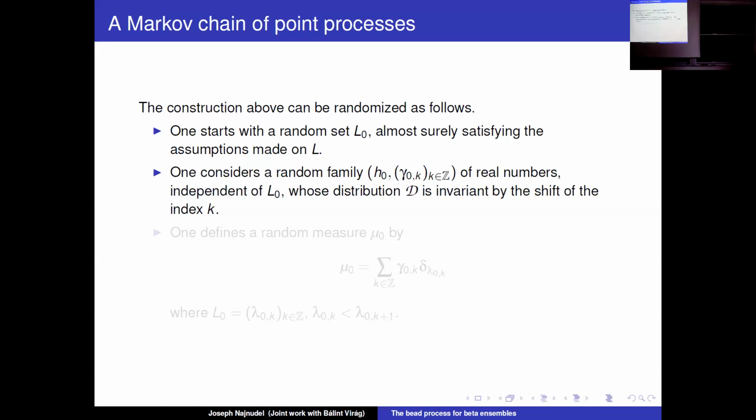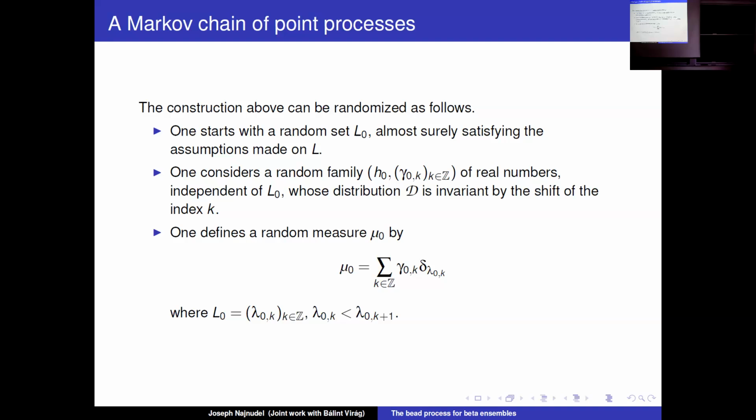And we suppose that the distribution is invariant by the shift of the index, because there is always a question when we have a set of points: a question of numbering the points. And in order to make this numbering not problematic, we assume that if we shift the numbering, the law of the weights does not change. And then we define a random measure in this way. So we put the points we started with the weights.